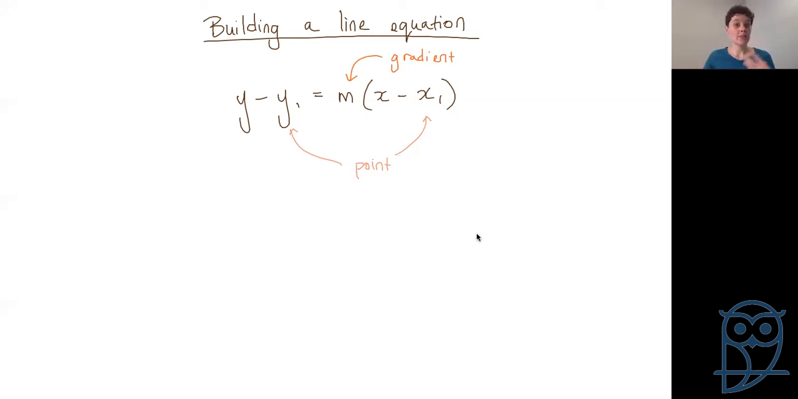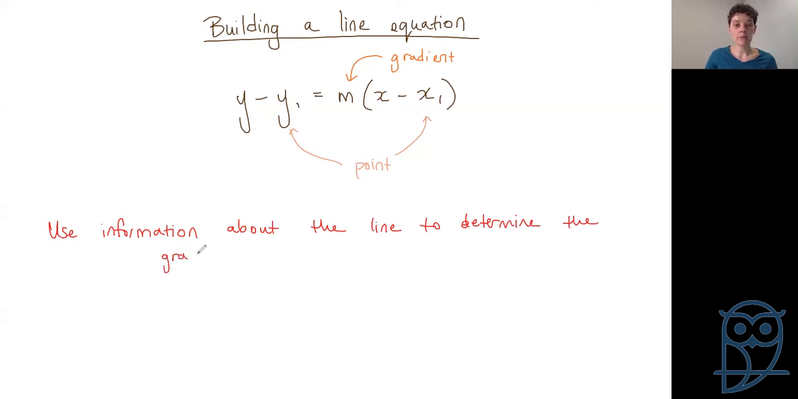So you could have the values. They might give you the exact values that you need, with the gradient of 2 through the point of minus 1, 5. Then you can just plug it in and go for it. But more likely, you will be given information about the line to determine the relevant gradient and points.